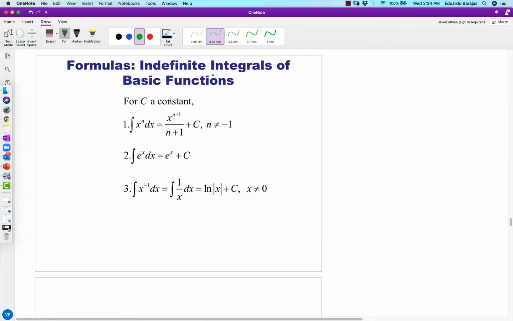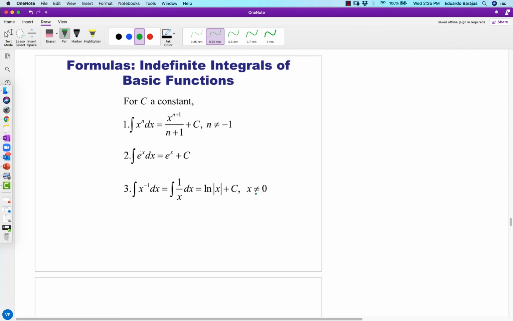Okay, formula. So indefinite integrals of basic functions. Okay, so here's one that we already looked at. So the integral of x to the nth power dx is equal to x to the n plus 1 divided by n plus 1 plus some constant. And this is valid for any value of n except n is not allowed to be equal to negative 1. We also looked at this one, the integral of x to the negative 1 dx, which is equivalent to the integral of 1 over x dx, is equivalent to ln absolute value of x plus c.